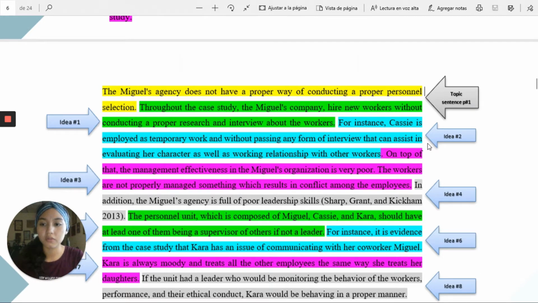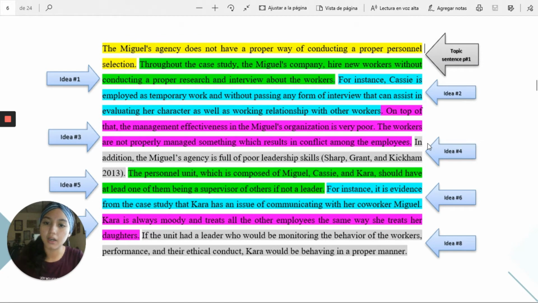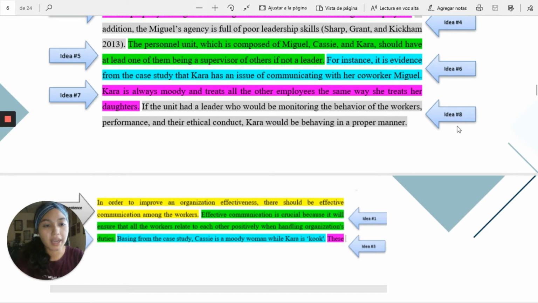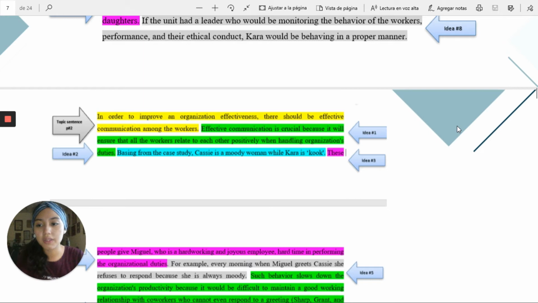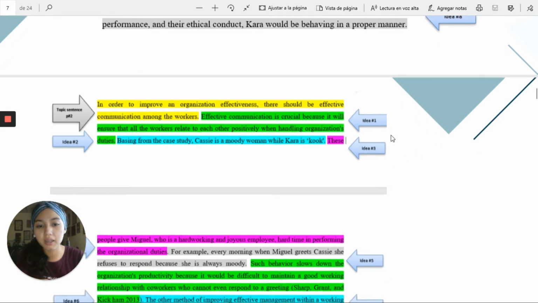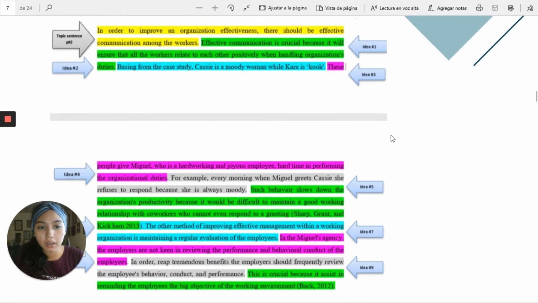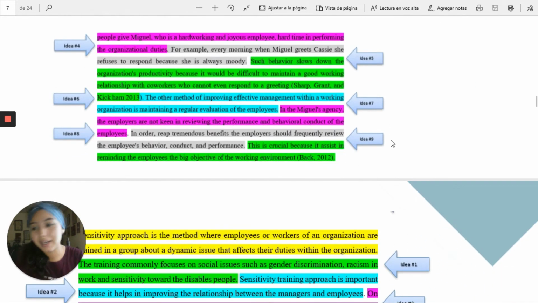So we identify a series of ideas in different colors, as we can see, and also we use this resource to separate the ideas. We have 8 ideas in total in the first paragraph. Then we have the topic sentence in yellow color again for the second paragraph of the body, and in this case we have 9 ideas.